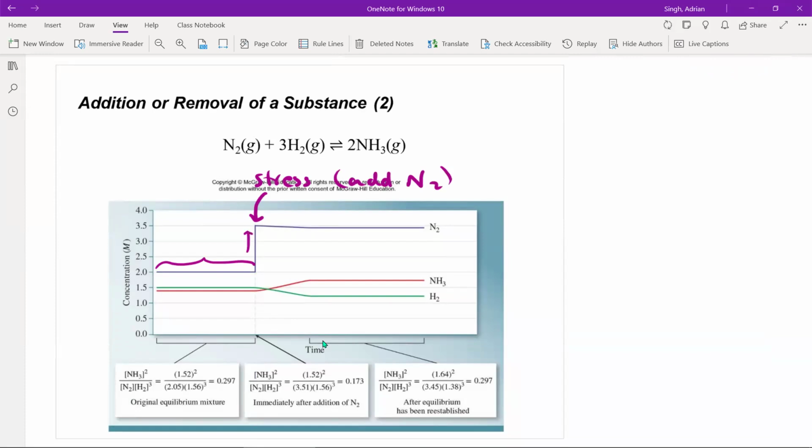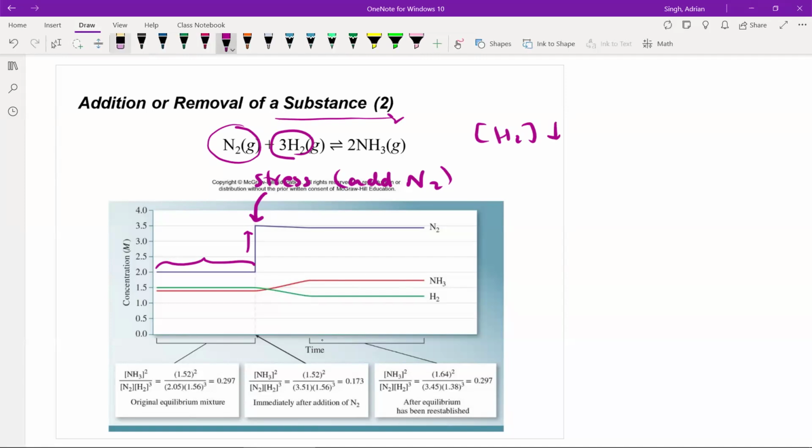And then what happens as a result? If we increase some of the N2, well, in order to shift to the right side, we have to use up some of the H2 to convert it to ammonia. So as we use up the H2, the concentration of the H2 is going to decrease as it's being used up. And that's exactly what we see here in the green line.